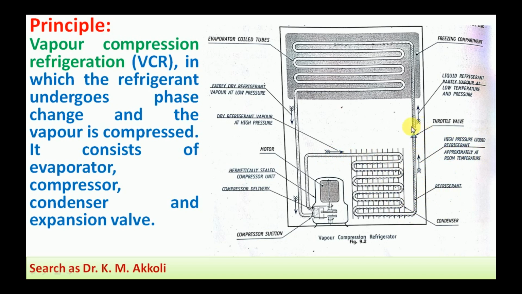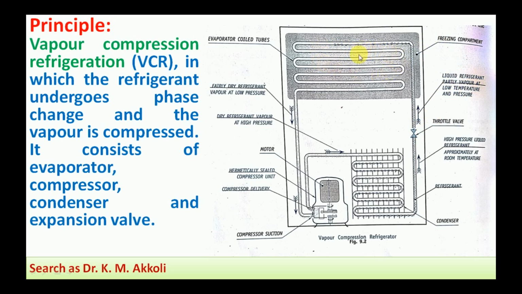And this is the throttle or expansion valve. Here is the liquid refrigerant, partially vapor, at low temperature and pressure. And this is the freezing compartment. We can explain the principle by taking the evaporator first.